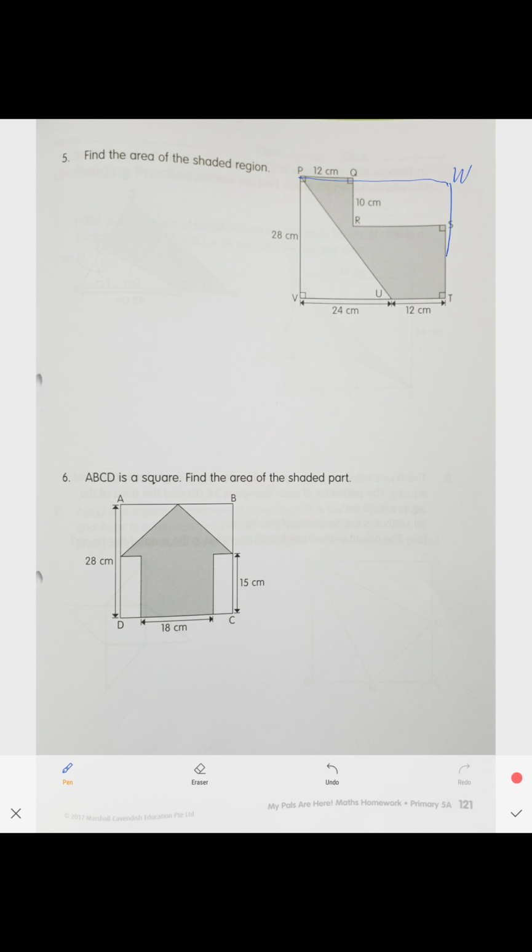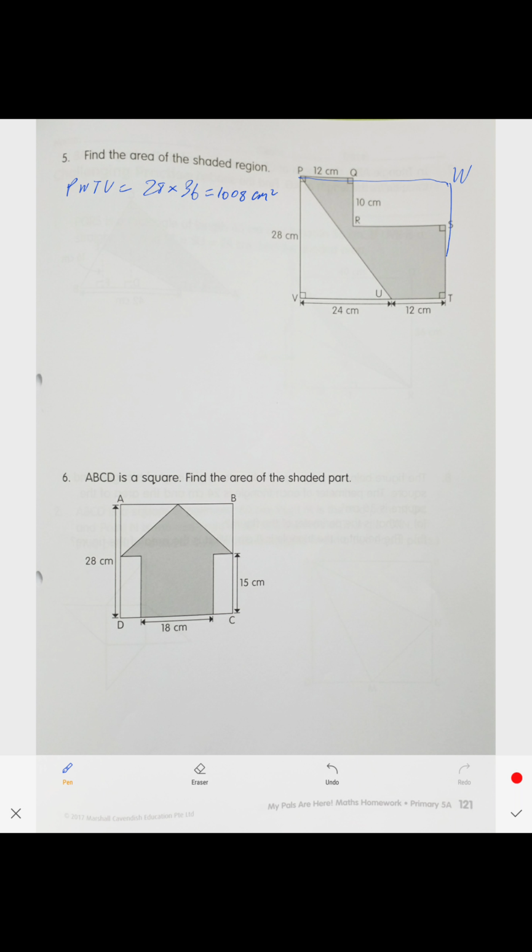Okay, first we find PWTV, right? PWTV. We can see the sides. One side is 28, another side is 24 plus 12, which is what? 36, right? So 28 by 36, which is 1008 square centimeters.